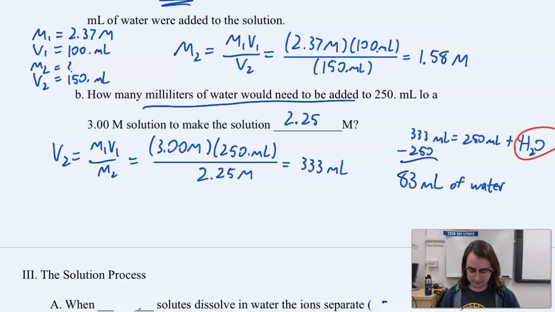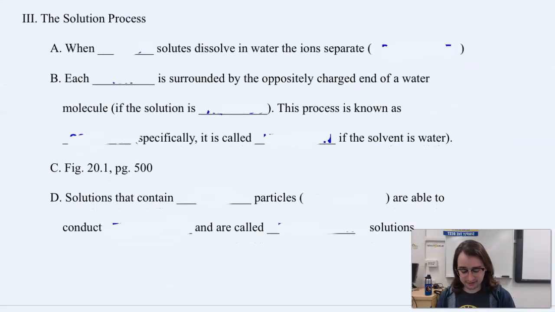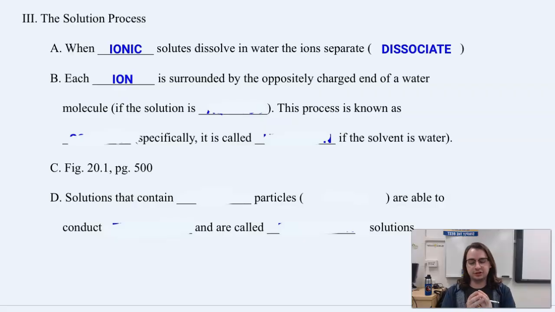So let's continue on. Let's talk about the solution process. This is just, again, talking about how things dissolve into solution. When we have an ionic solute dissolved in water, those ions are going to dissociate. Each ion is surrounded by the oppositely charged ends of a water molecule, if that solution is aqueous, meaning that water is doing the dissolving. And those water molecules actually tear things apart. It's pretty crazy. They surround the ions and they tear them apart.